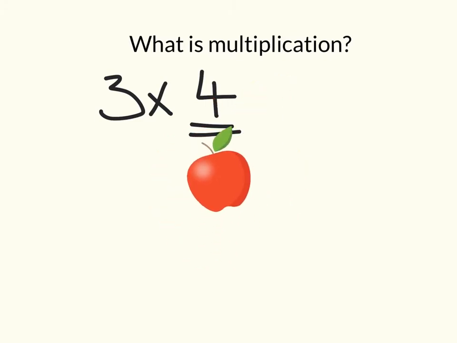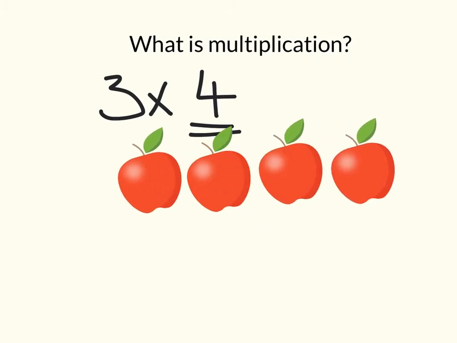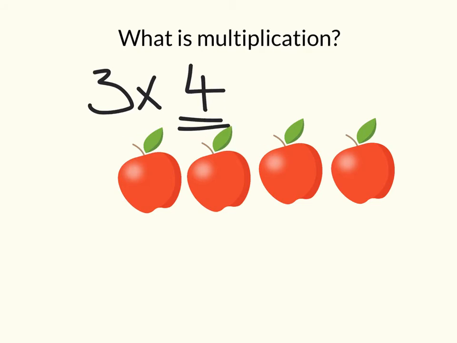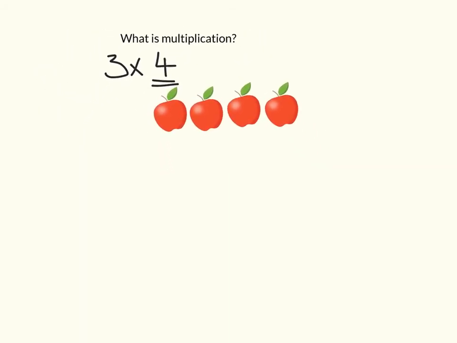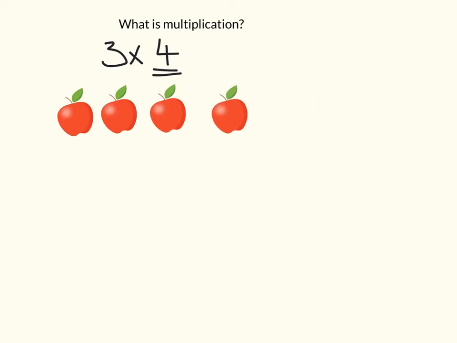1, let me duplicate this, duplicate 2, 3, 4. So I have 4 apples. 1 apple, 2 apples, 3 apples, 4 apples. Move that over there. Let me zoom out a little bit. 1, 2, 3, 4. And I'm multiplying this by the number 3. So I want 3 groups of 4 apples.